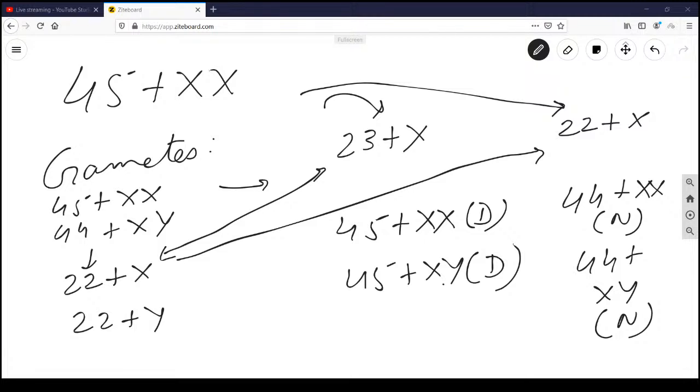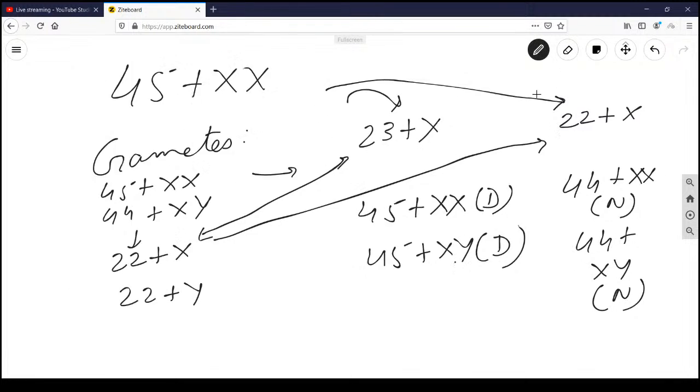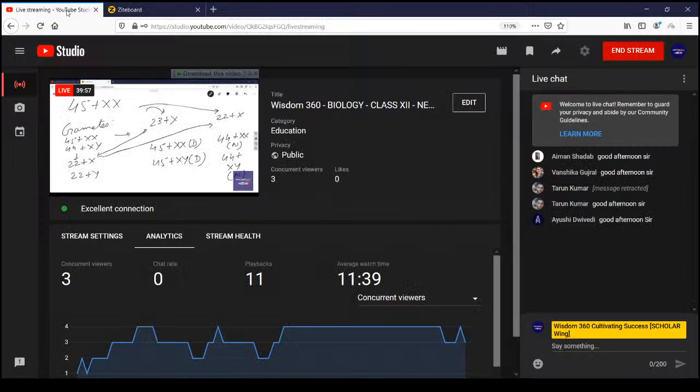Now this is known as chromosomal mapping. Just understand, I'll tell you in short, there is a long process also. I'll tell you the short one, how to do chromosomal mapping.